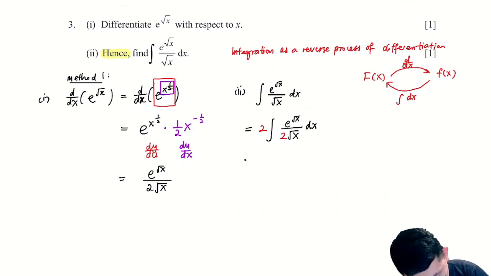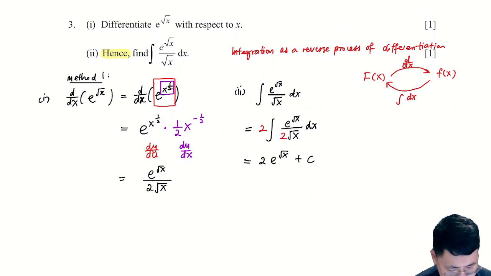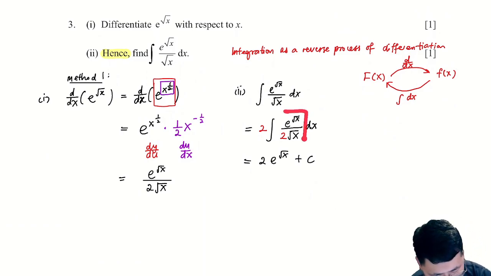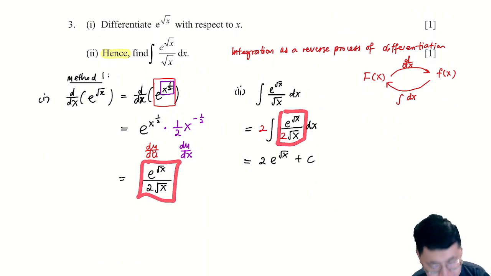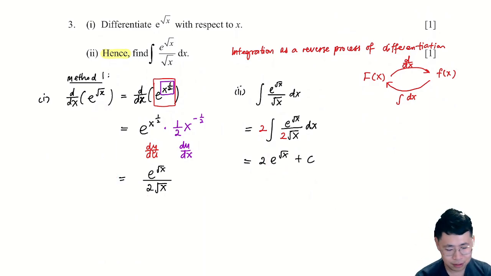So what I do, it will be just 2, and then it will be just e to the square root x plus c. So it's just making use of this answer, then integrate back to the previous question. So it's just like that, 2 e root x plus c, where c is a constant. So that's really it. Most of the work has been done in part 1. So part 2 is actually very easy if you can just spot the pattern.